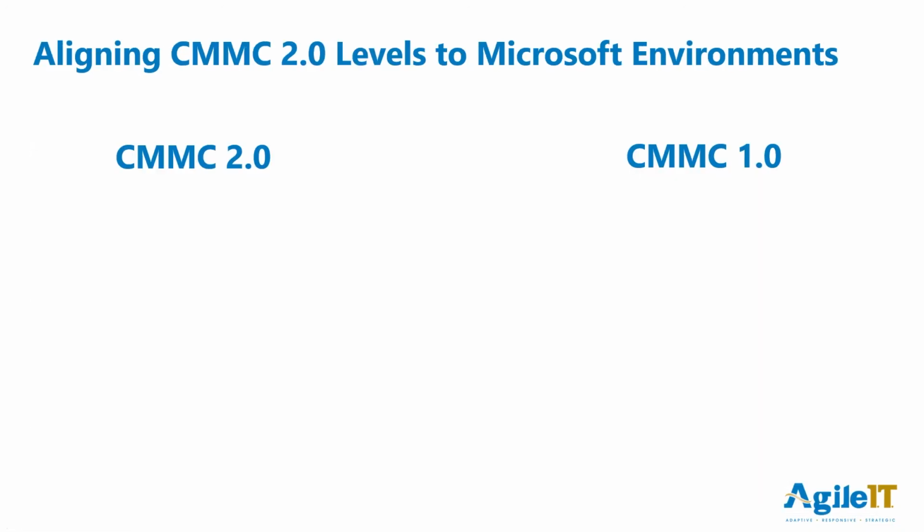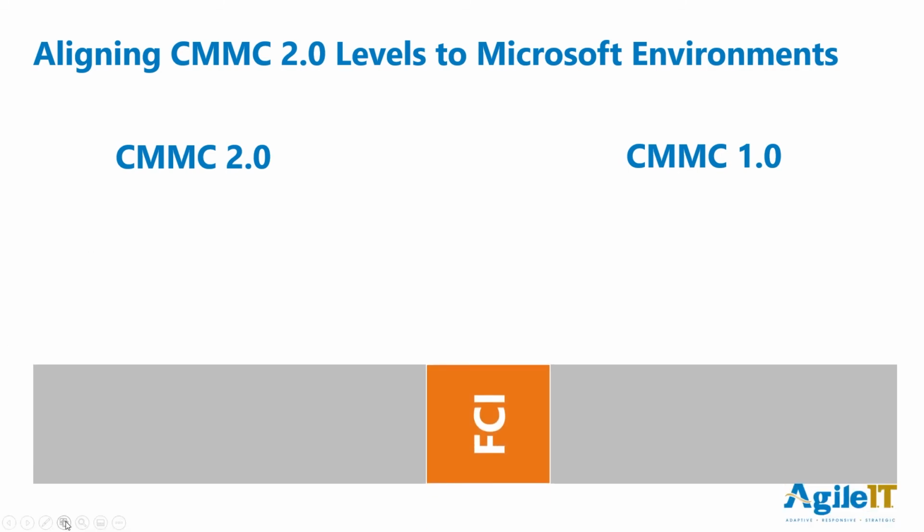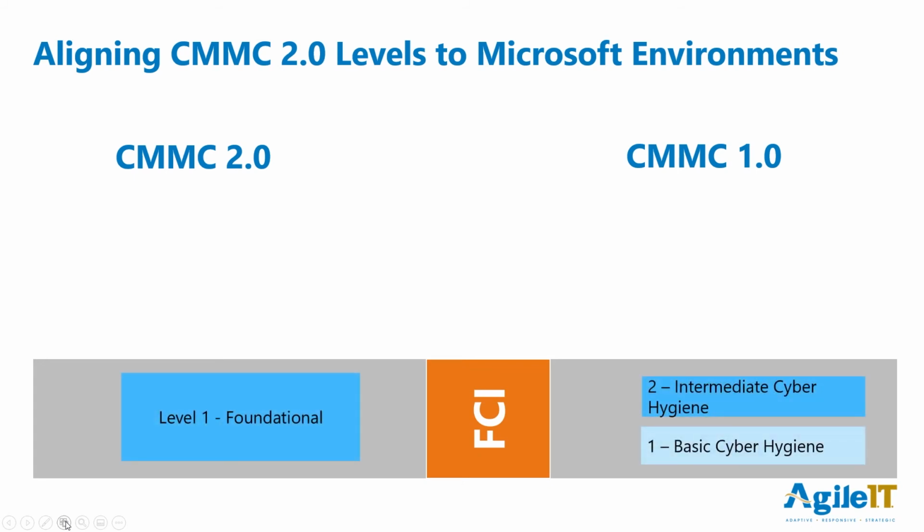So now let's align CMMC 2.0 levels to the Microsoft environments with what we know so far. So what environment do you need for CMMC 2.0? Well, let's start with federal contract information, which aligned with the old levels 1 and 2 and is now CMMC level 1. For this, you can easily use Microsoft Commercial.